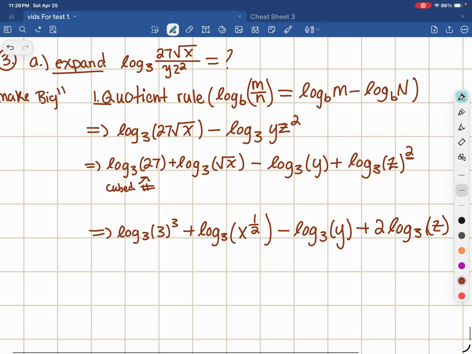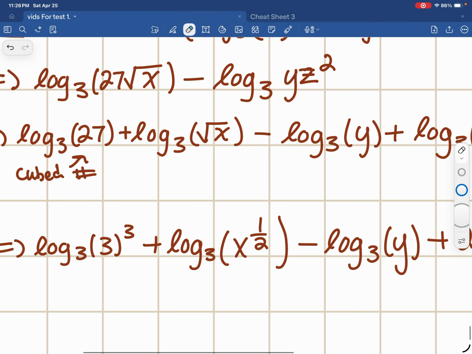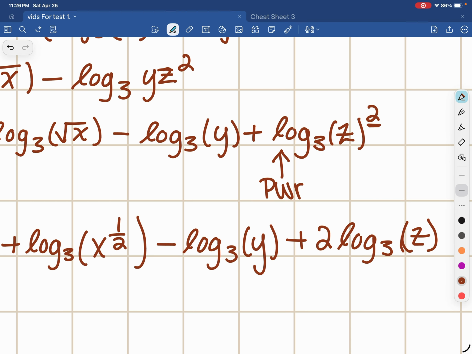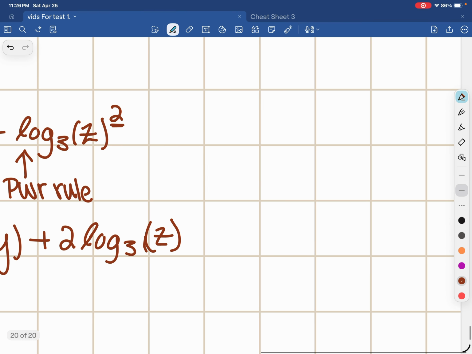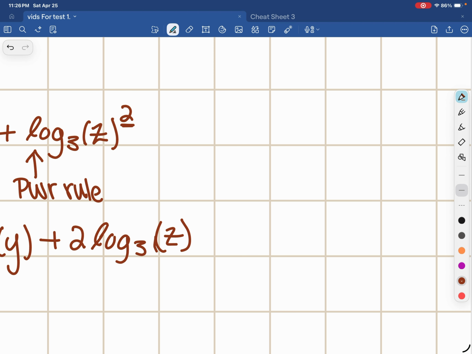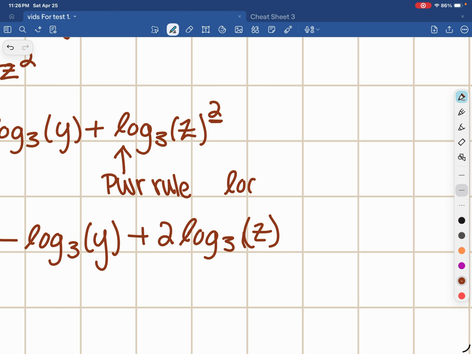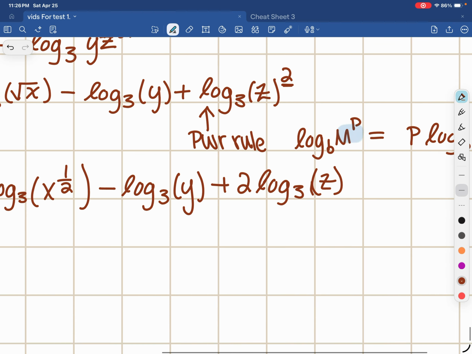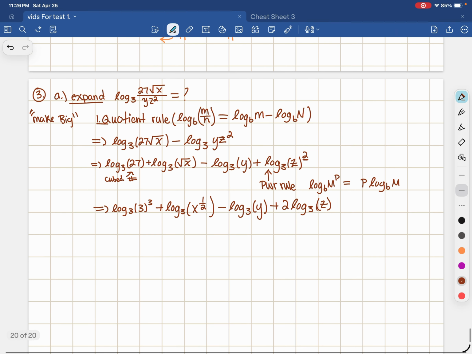Amazing. So right away, let's identify what rules we use. Right here, we can say the power rule. And you should write it out, that way you get familiar with what we're doing. So we have log base b of m raised to p will give us p log base b of m. Just a rule to remember.